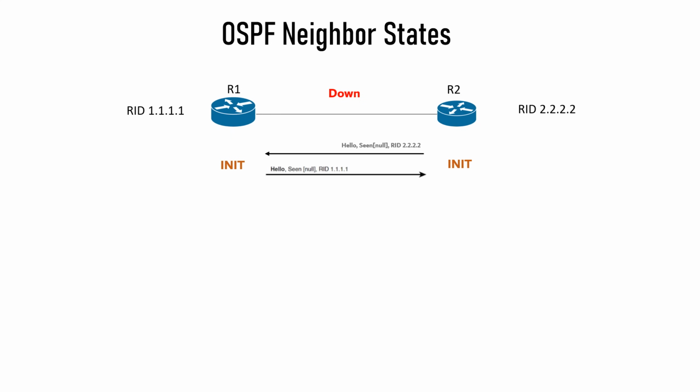Here you can see that in this state the router has received a hello packet from the potential neighbor but hasn't seen its own router ID in the hello packet. In this hello packet, it advertises its own router ID. So the router received the neighbor's router ID, but the receiver's own router ID is not seen in the hello packet.